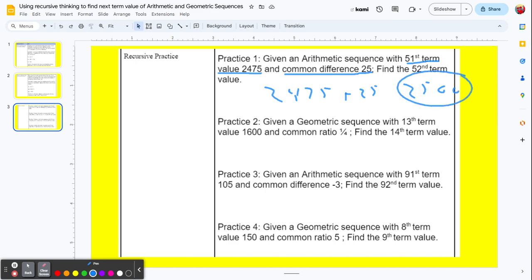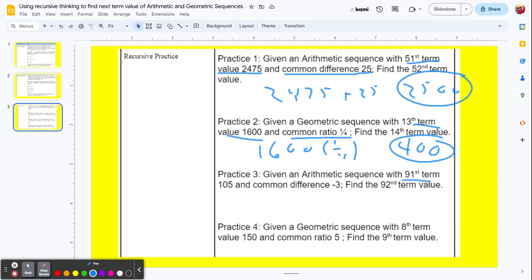Number two, given a geometric sequence where the 13th term value is 1,600 and the common ratio is 1/4, find the 14th term value. All right, so we're going to take our 13th value, 1,600, and then multiply that by the common ratio, 1/4, which is going to get us the 14th term value, which is 400.